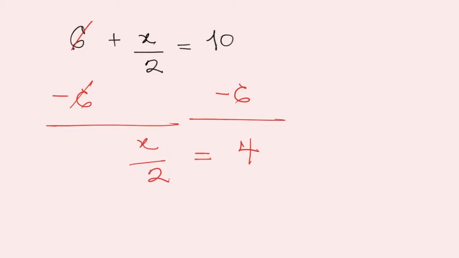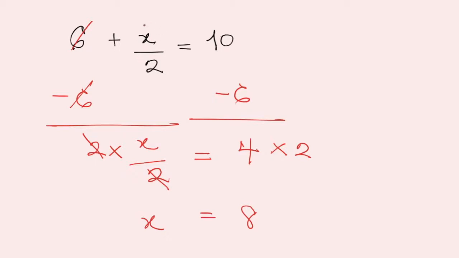Now we need to get rid of this 2 here, which is a division, x divided by 2. And to do that, we have to multiply this by 2 to get rid of this 2. And by so doing, we also have to multiply the other side by 2 as well. So 2 cancels out 2 to leave us with x alone, and 4 multiplied by 2 is equal to 8. So x is equal to 8.